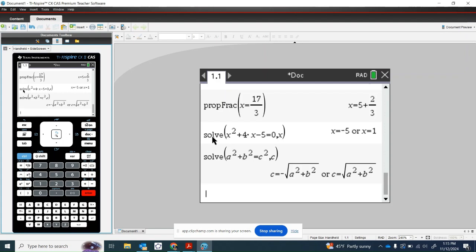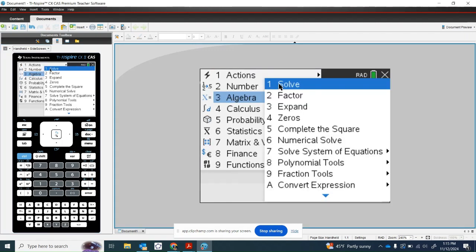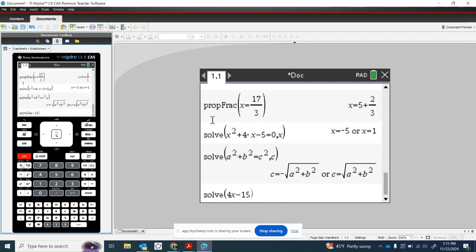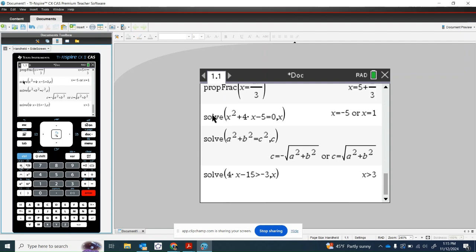Okay, I can solve inequalities. So algebra, solve. All right, so 4x minus 15 equals negative. Oh, not equals, I'm sorry. I want an inequality symbol, so I'm going to hit control equals. Let's go greater than -3. Circle, -3. And comma x. And it will give me the inequality answer. So those are cool little things there.